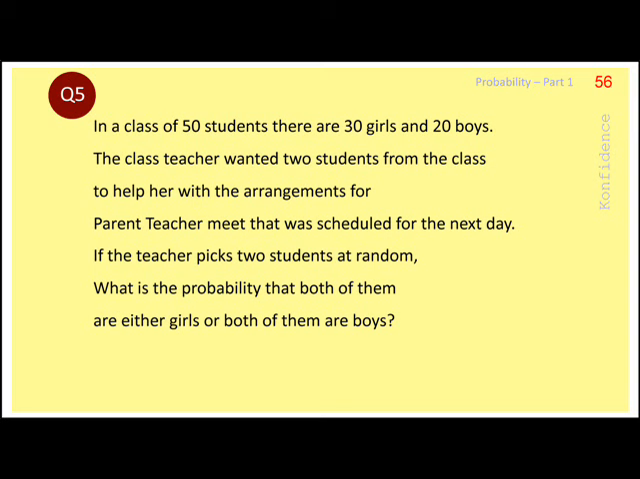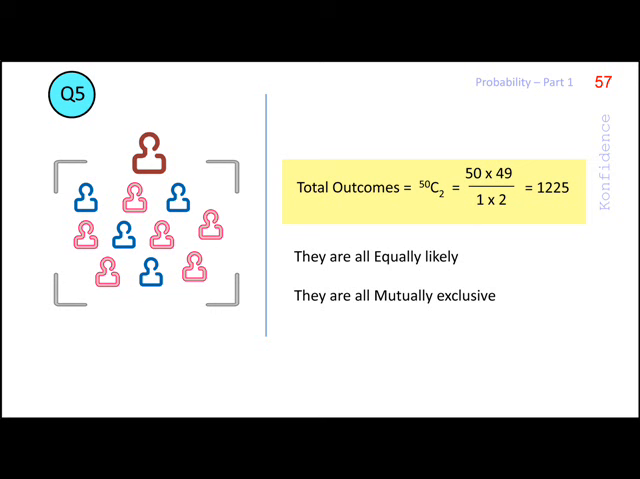Let us solve one more question before we end this discussion. In this question, we have a class of 50 students, of which 30 are girls and 20 are boys. The teacher selects 2 students from this group at random. What we want is to find the probability of these 2 students being both girls or both boys.